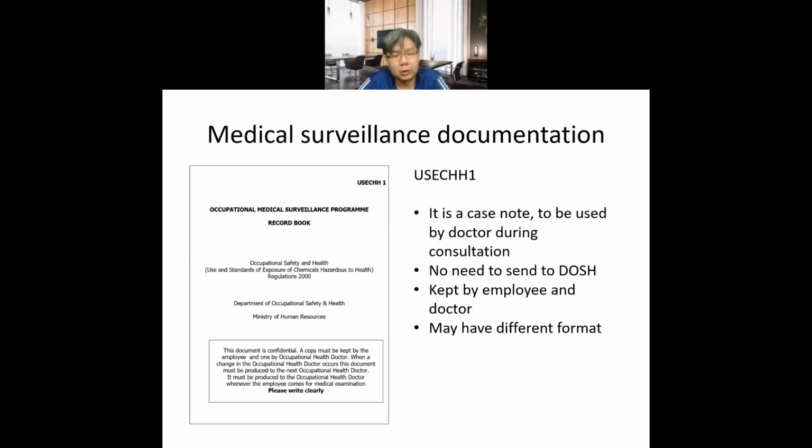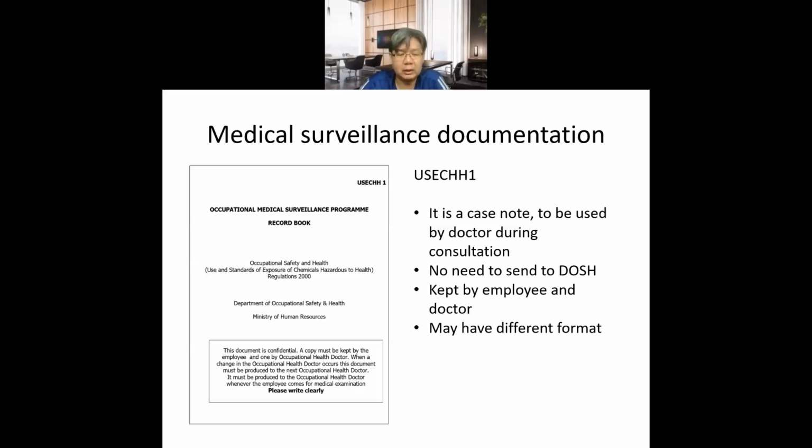Now, here I want to show you these are the forms that we use, or these are the documentation. This one basically is an occupational medical surveillance program record book. We still use this. The new guideline, if I'm not mistaken, we don't use this anymore. This is basically a case note to be used by the doctor during consultation. We do not need to send this to DOSH. It is kept by the employee and doctors.